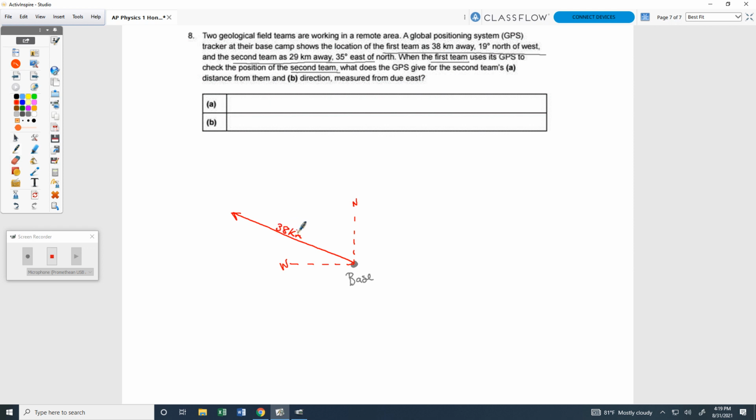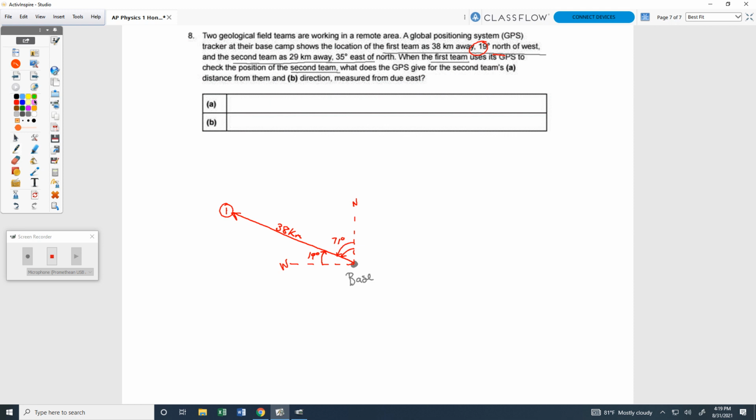And then it says they are 19 degrees north of west. So that means start at your west line and measure north of it. So this is where the 19 degrees would be. If you wanted the other angle, we know how to find that other angle. That would actually be west of a north line, and that would be its complement. So that'd be 71 degrees. Probably don't need it, but just in case I do. So this is where team number 1 is. I'm going to be using that as kind of a guide.